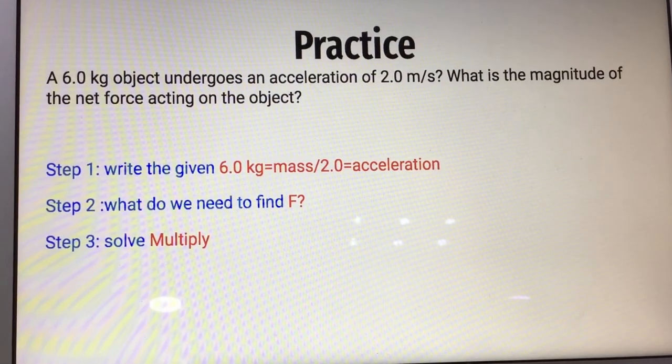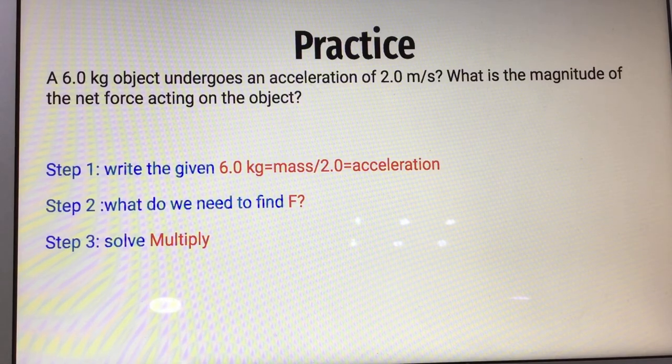Let's do a really small question. Our question says, a 6.0 kilogram object undergoes an acceleration of 2.0 meters per second squared. What is the magnitude of the net force acting on the object? Our first step is to write the given. Whenever you see kilogram, that means it's mass, and whenever you see meter per second squared or meter per second, that means acceleration. So 6.0 kilogram is mass and 2.0 is acceleration, and our formula is F equals ma.